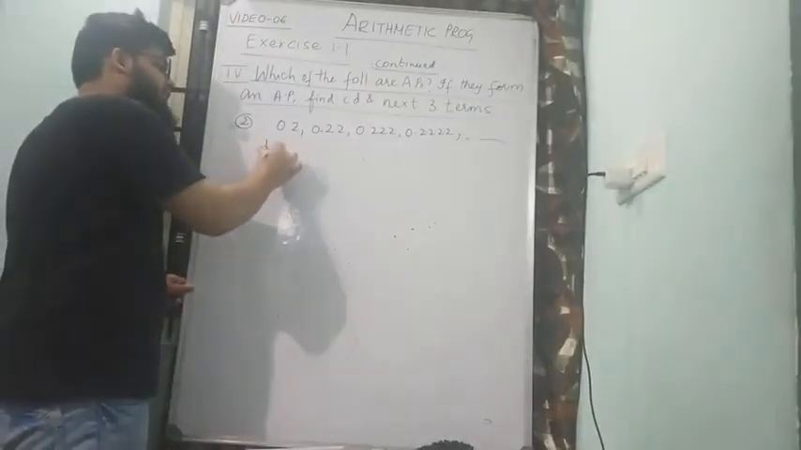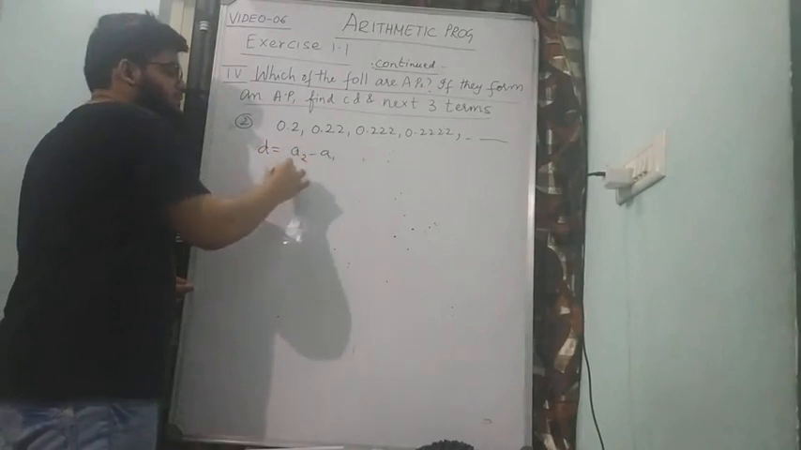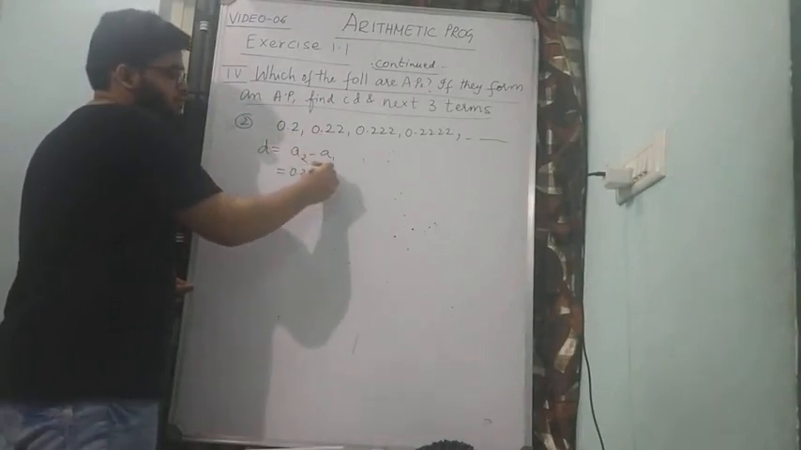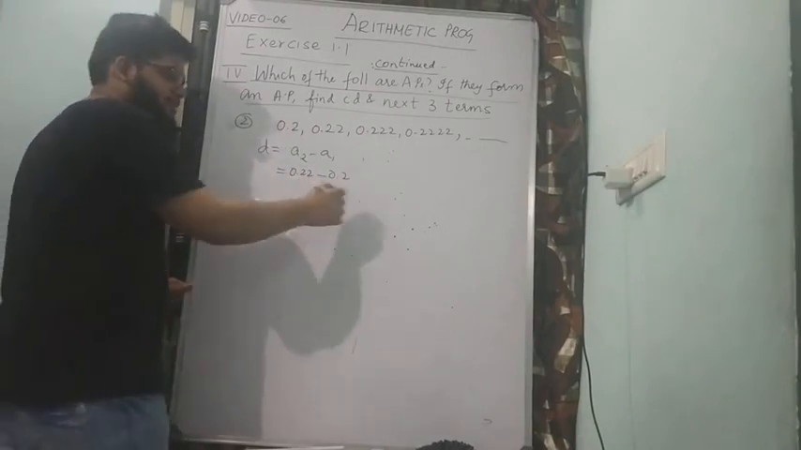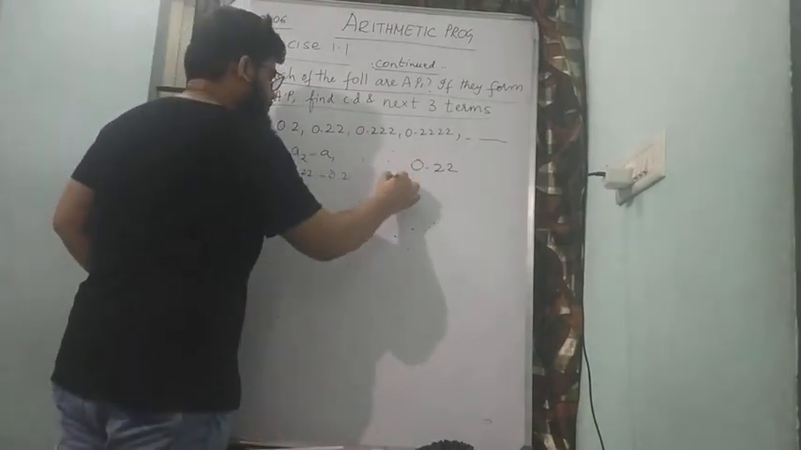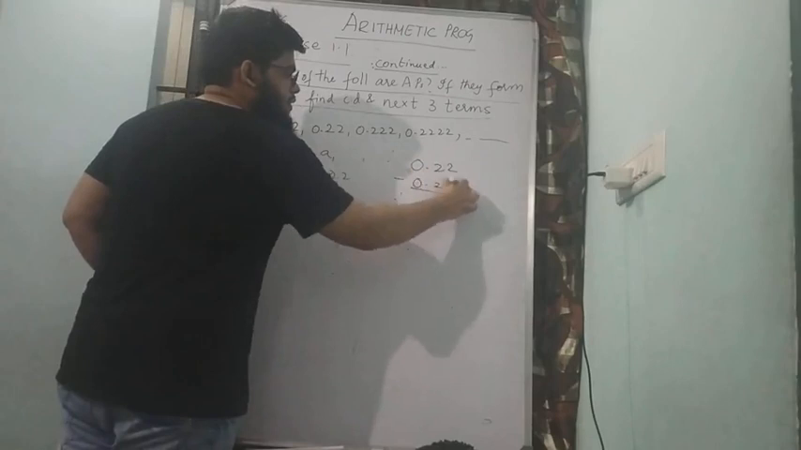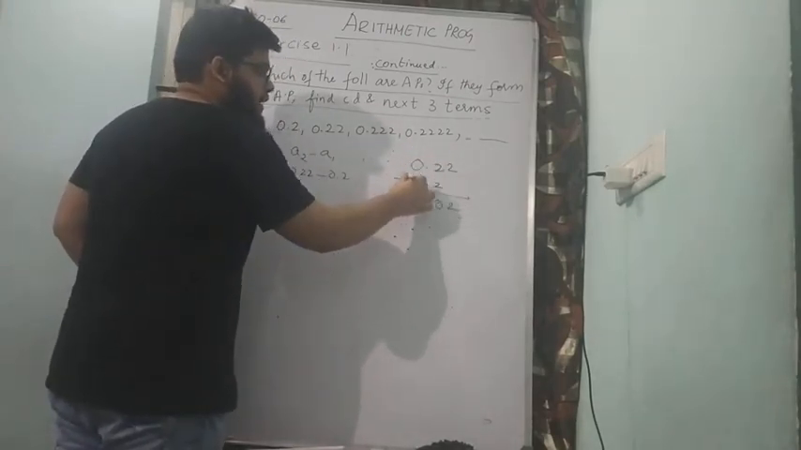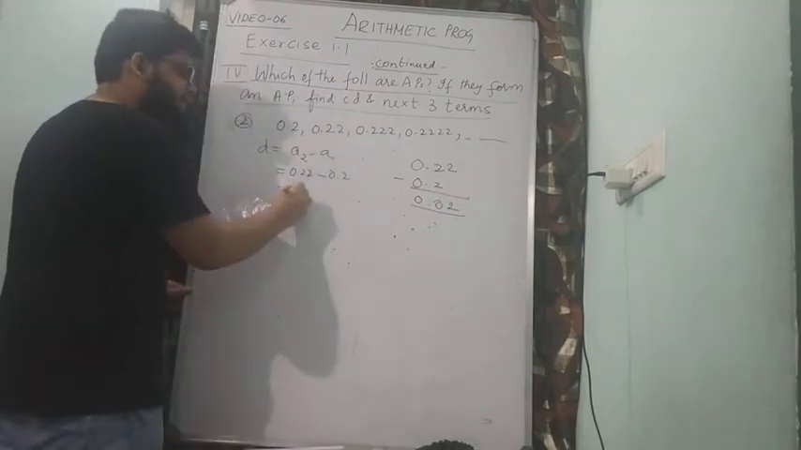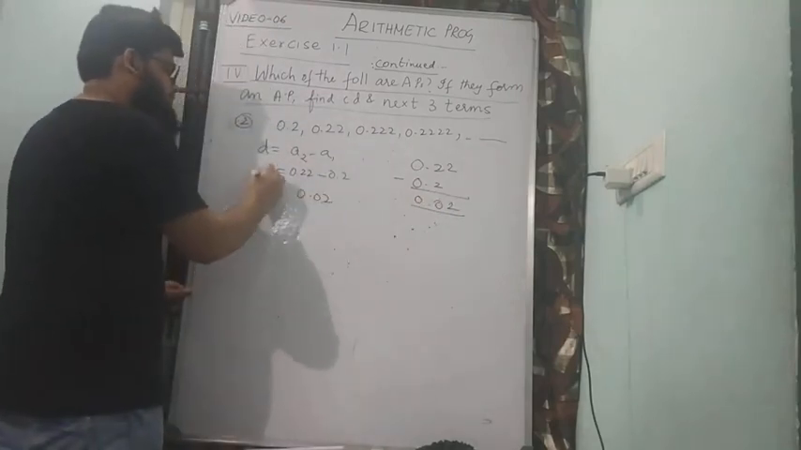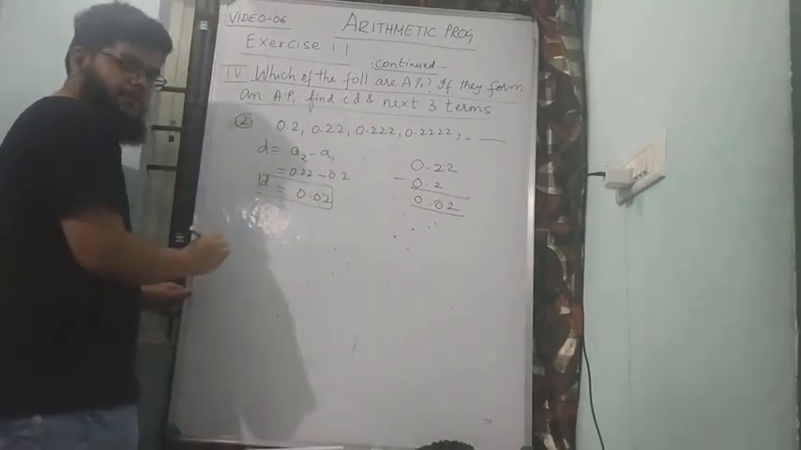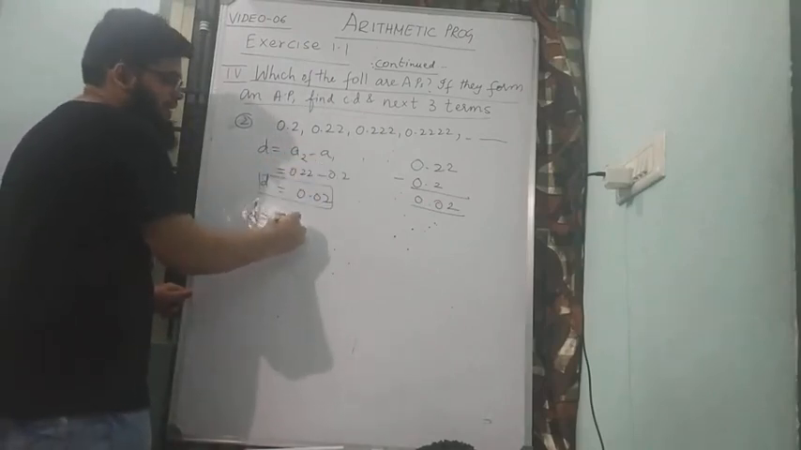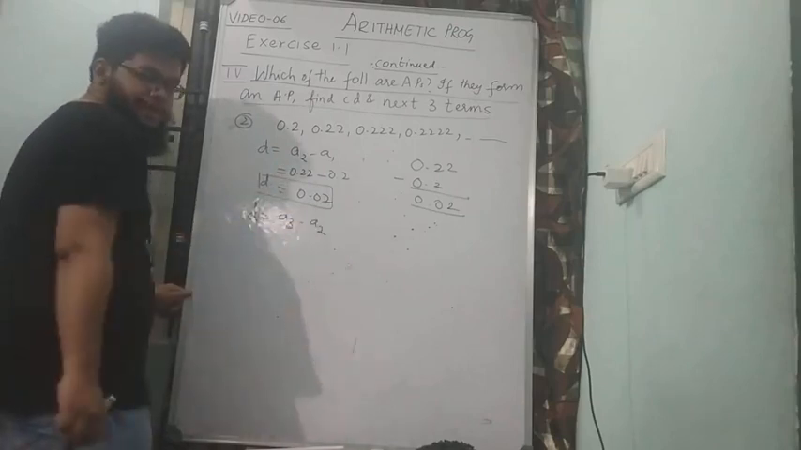We'll go with D is equal to A2 minus A1. A2 is 0.22 minus A1 which is 0.2. Let us do the subtraction. 0.22 minus 0.2. So this 2 remains as it is, 2 minus 2 is 0, and 0. So I will get here 0.02, the first value of D.